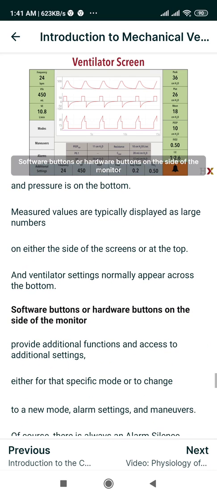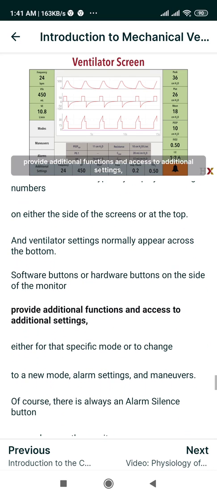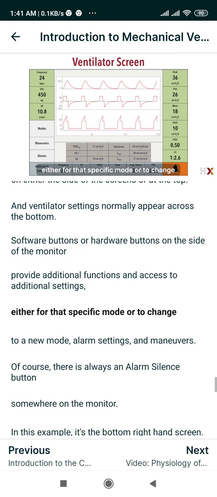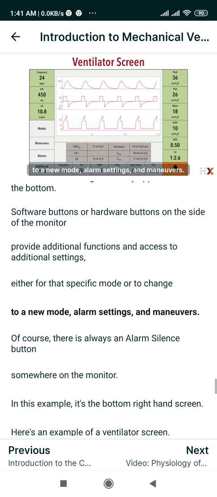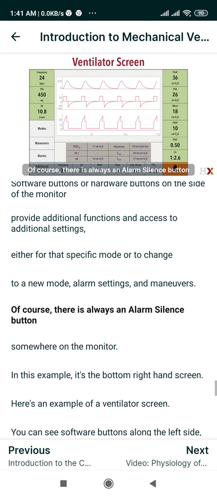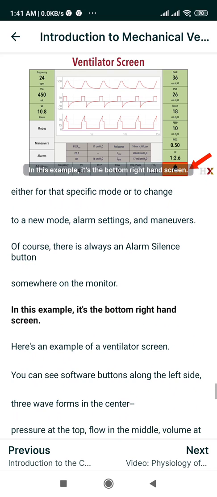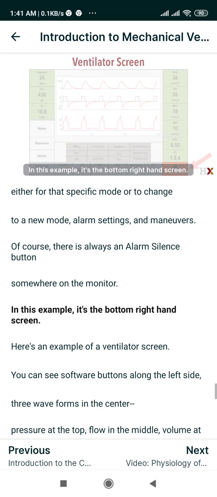Software buttons or hardware buttons on the side of the monitor provide additional functions and access to additional settings either for that specific mode or to change to a new mode, alarm settings, and maneuvers. Of course, there's always an alarm silence button somewhere on the monitor. In this example, it's the bottom right-hand screen.